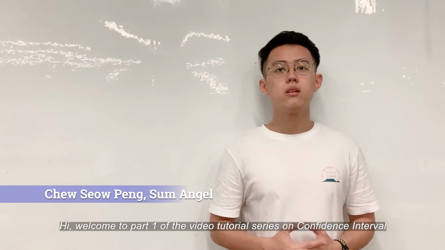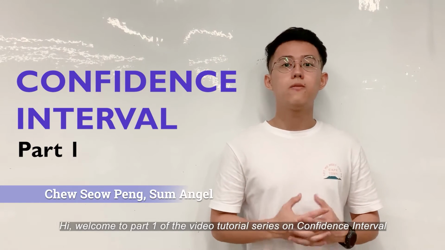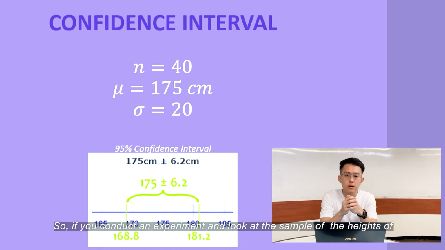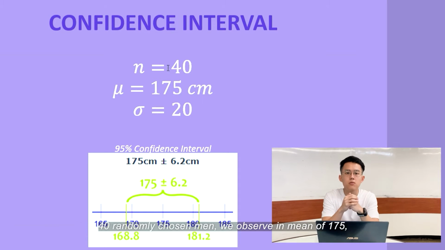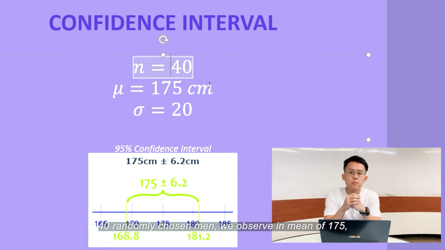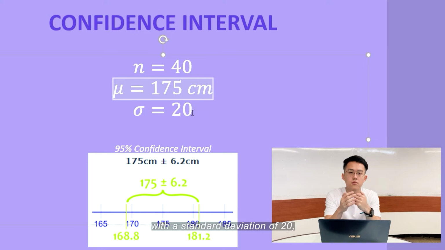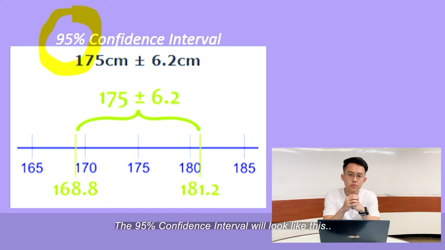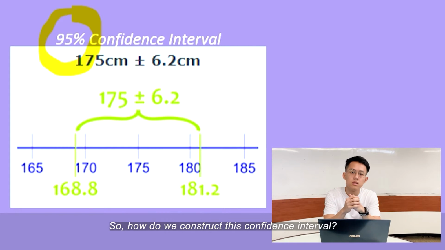Hi, welcome to part 1 of the video tutorial series on confidence interval, or CI for short. So if we conduct an experiment and look at a sample of the heights of 40 randomly chosen men, we observe a mean of 175 with a standard deviation of 20. So the 95% confidence interval will look like this. So how do we construct this confidence interval?